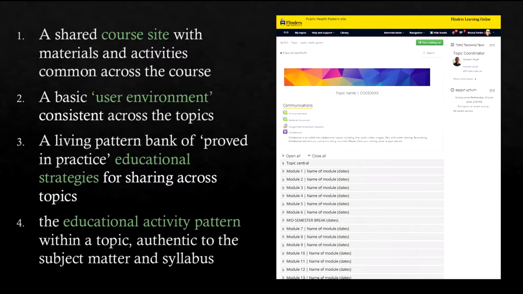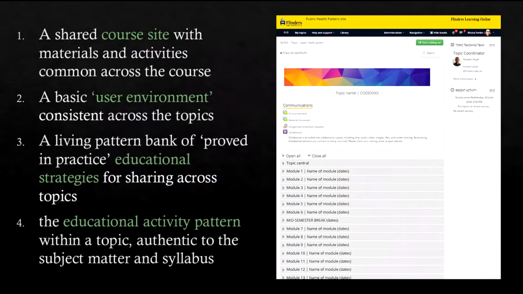The other way is that topics within a course could have a similar look and feel and could be configured, styled and structured in a consistent way so that the student as a user comes into that kind of topic environment and interacts with that topic environment reasonably consistently across their award. And then there's this layer of educational pattern, which is kind of probably the most interesting.